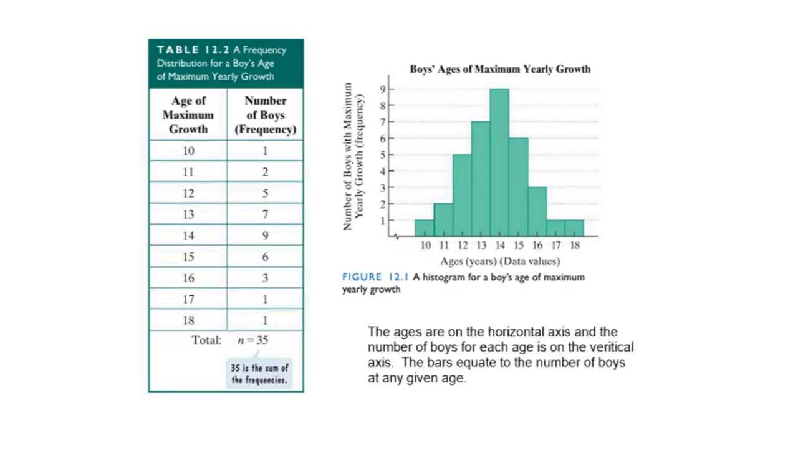So using the information from the maximum yearly growth on a previous example, where it gave us the maximum growth of the boy's age and then the frequency for each age, we can use this information to create what's called a histogram. Now, you notice on the histogram, there are vertical bars and they are touching. So you need to make sure when you do a histogram, you want them to touch. Why are we making a histogram?